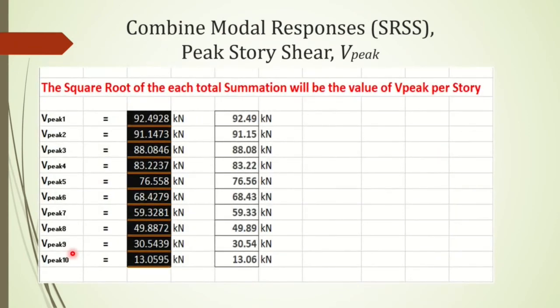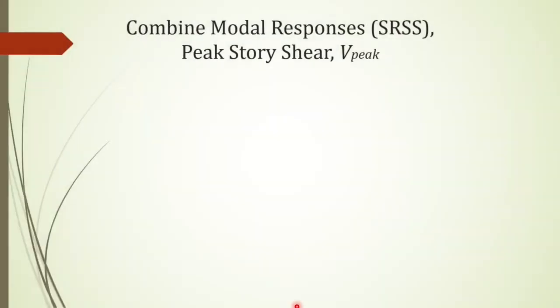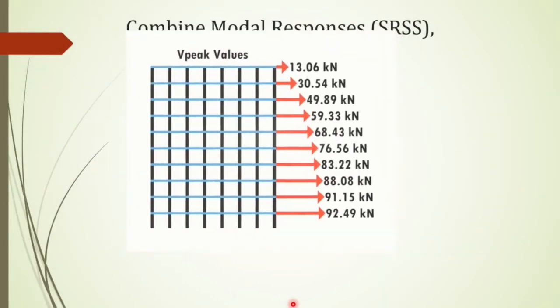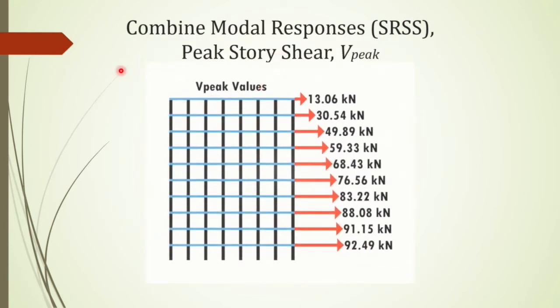Now, ito na po yung value ng ating peak story shear. After ng summation, we will now get the square root of those value in the summation. So the first value, the V peak 1 is equal to 92.49 and so on and so forth to the 10th floor, which is 13.06. Now, ito po yung kanyang peak story shear shape.